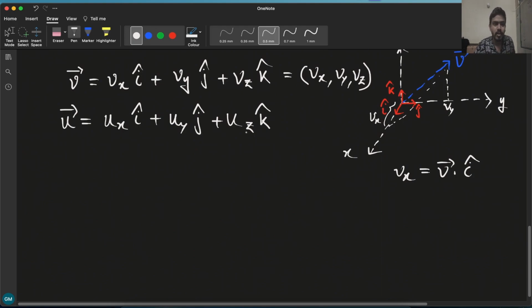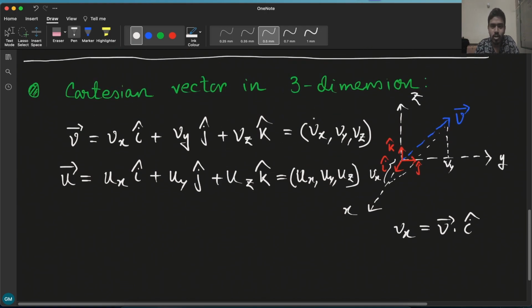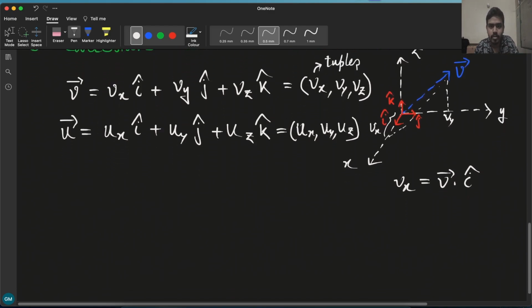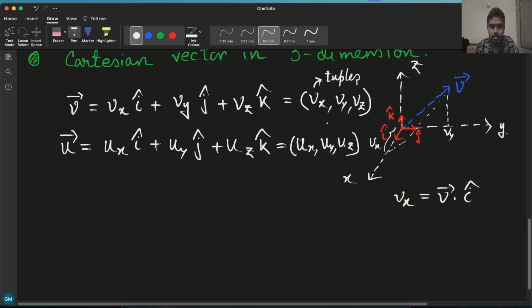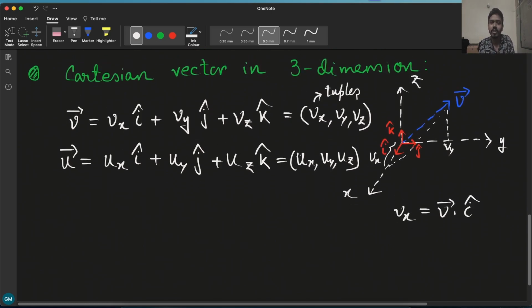And similarly this u can also be written as ux, uy, uz, right? So these components are called tuples. So in 3D there will be three tuples, Vx, Vy and Vz. If I specify Vx, Vy and Vz, that means I am specifying the vector.